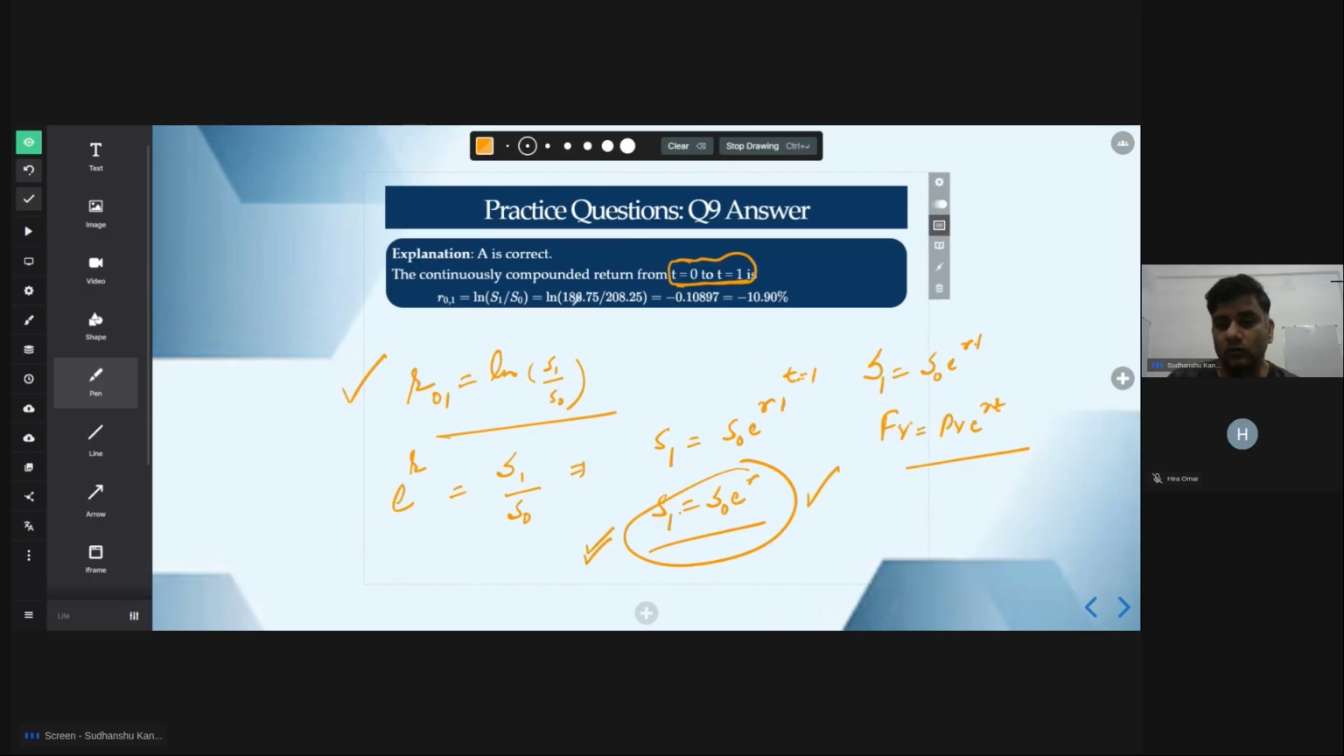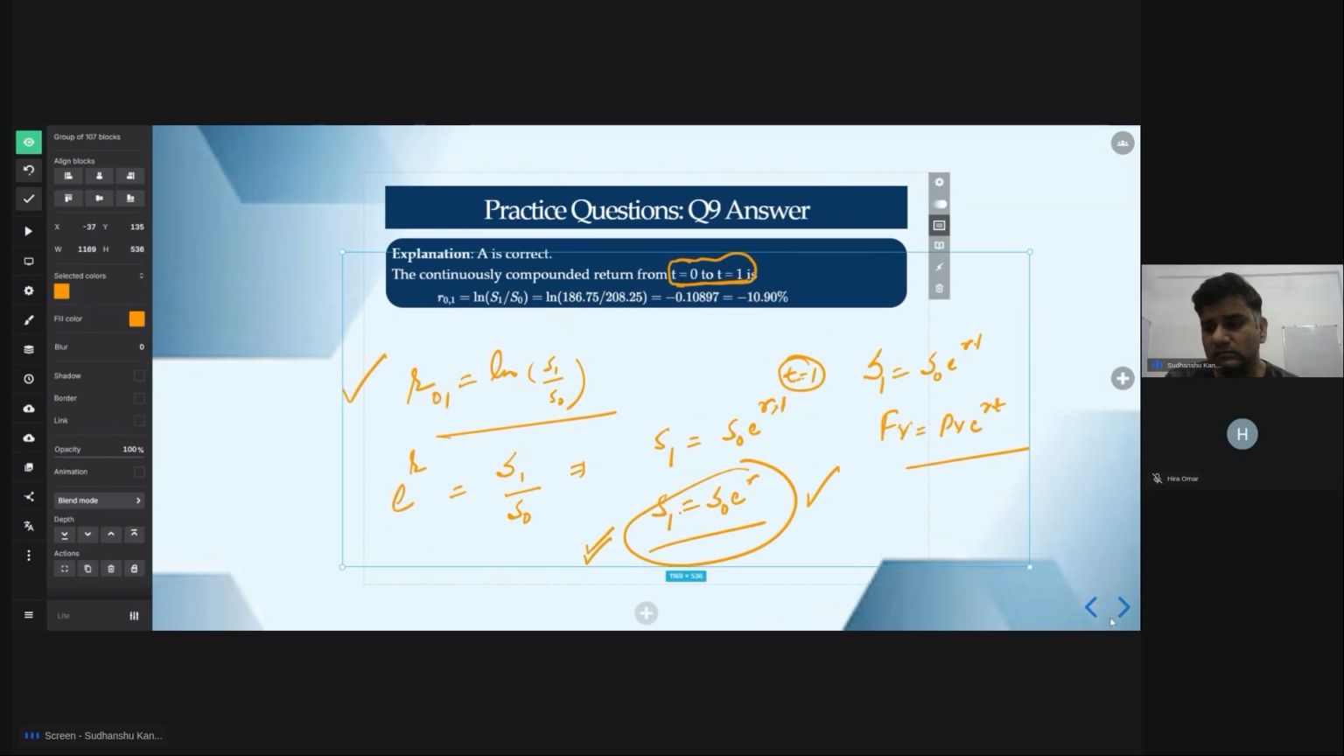So your understanding is totally right. If you want to use this method, you can use it. I'm just making the point that please keep in mind that T is equal to 1, because T is the time period between two events. So with T equal to 1, R into 1, S1 is equal to S naught e to the R. You can put these values in and find out. Okay, so that is done.